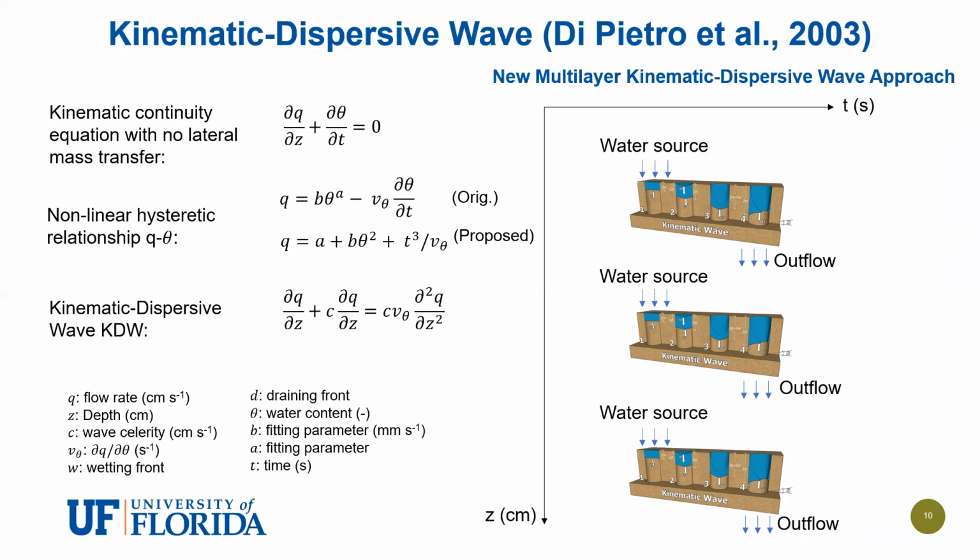The kinematic dispersive wave was originally solved numerically by an explicit scheme. However, to enhance numerical stability, I solved this kinematic dispersive wave model using Crank-Nicholson's semi-implicit numerical scheme. The numerical filling of elementary volumes during an infiltration event is sequential with depth in the traditional kinematic wave model.